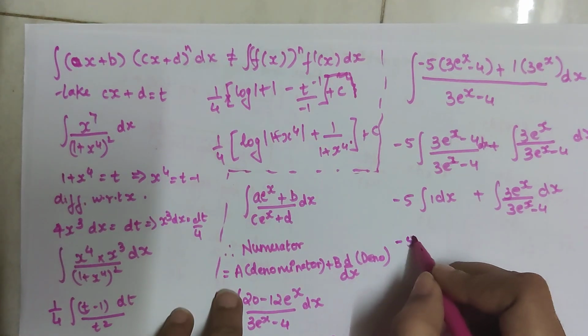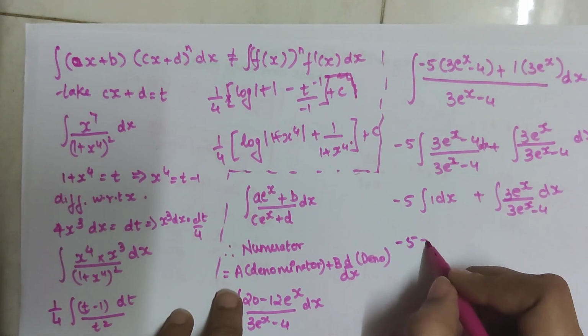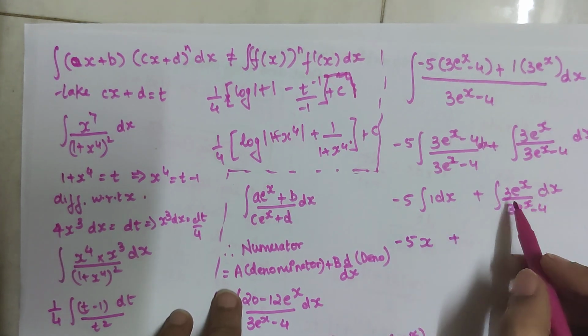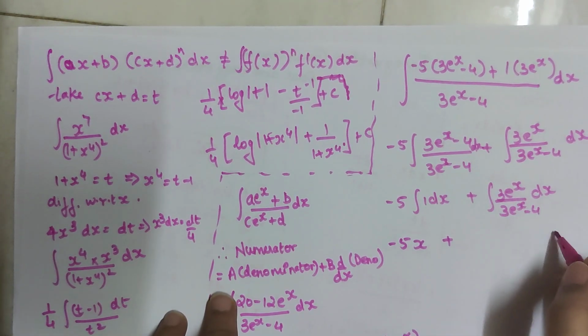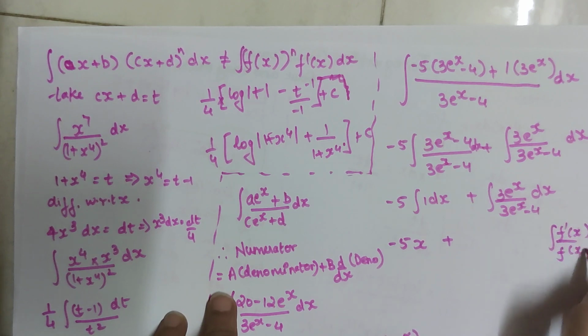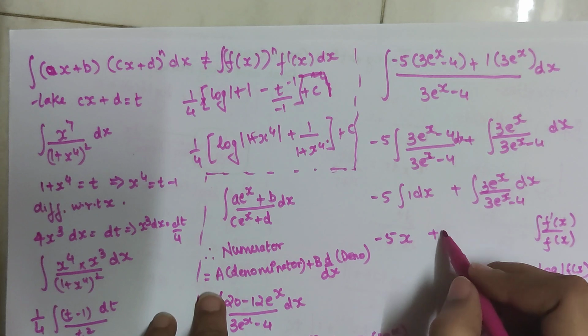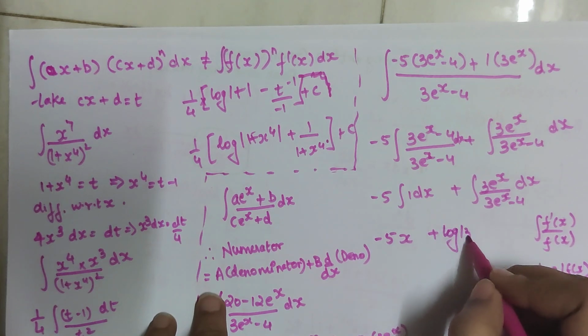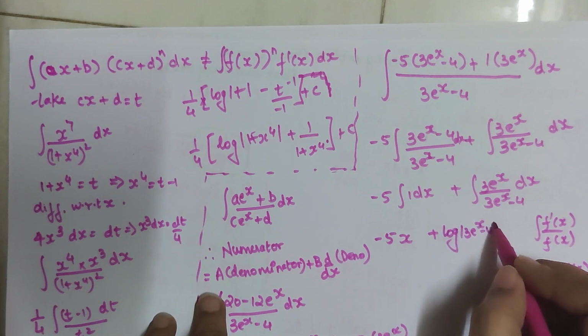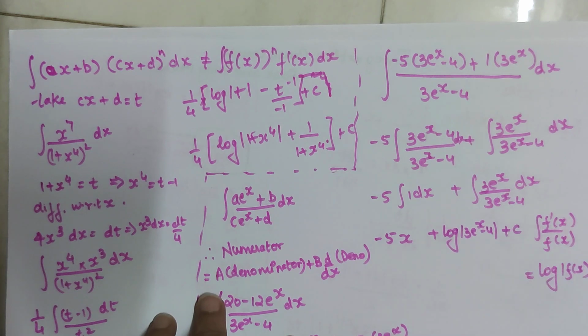So minus 5 into integration of 1, which is x, plus, can I say this is my property 1, right? We get integration of f dash of x upon f of x, correct? And the answer to that is log mod f of x plus c. So here my final answer will be minus 5x plus log mod 3 e raised to x minus 4 plus c.